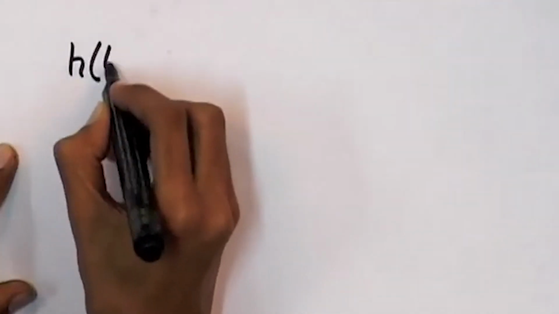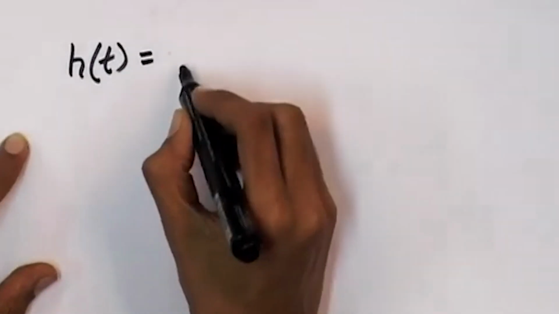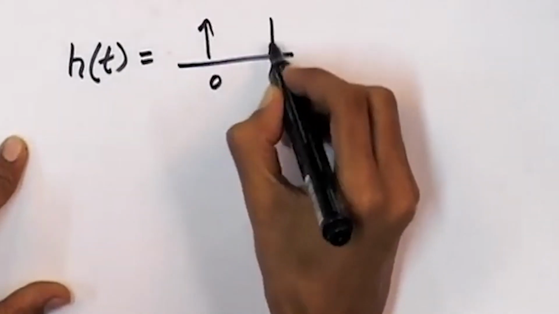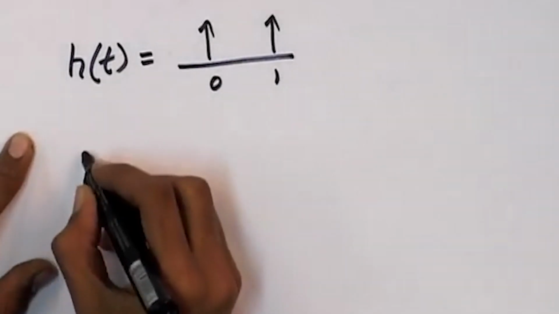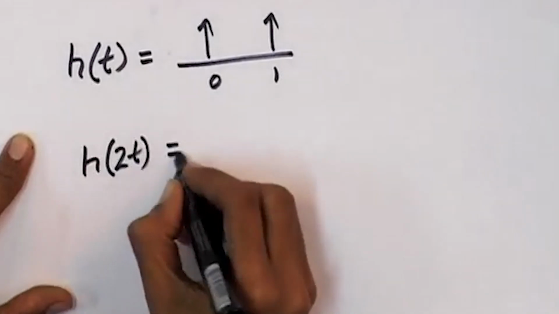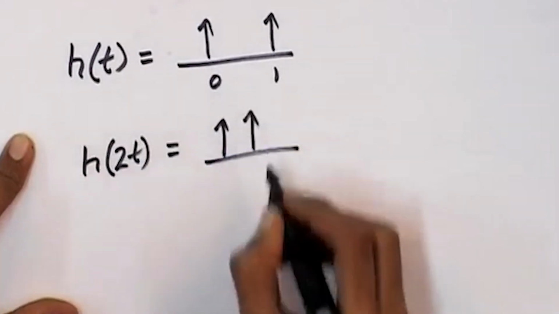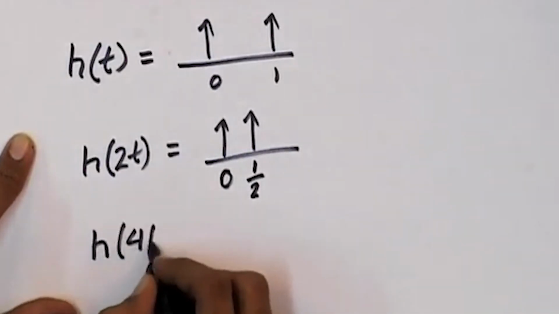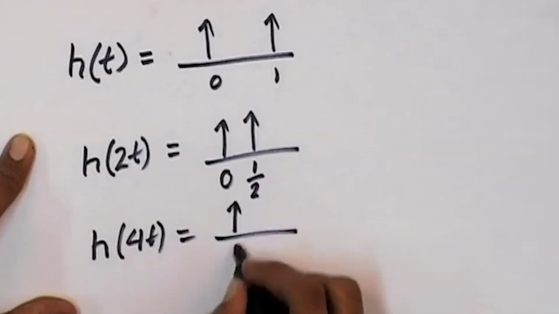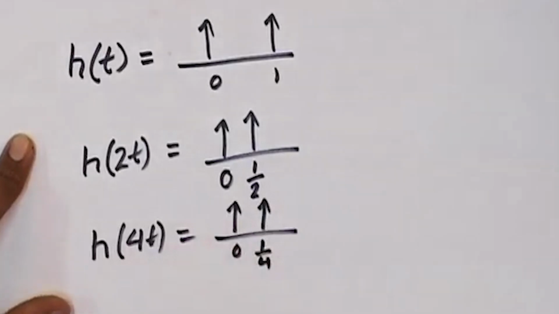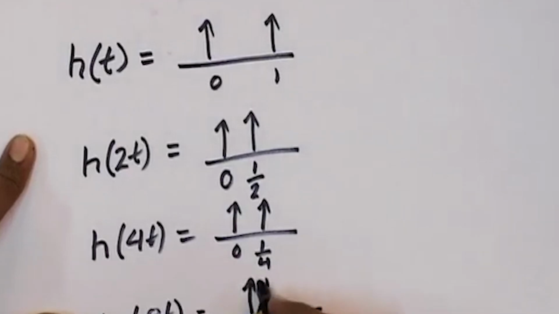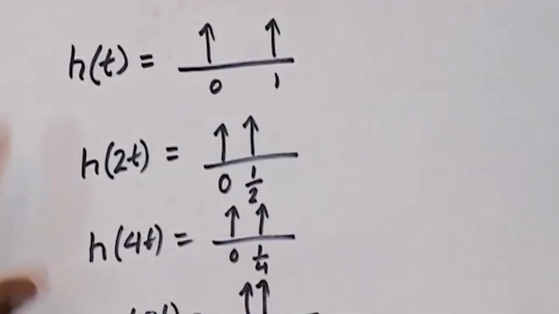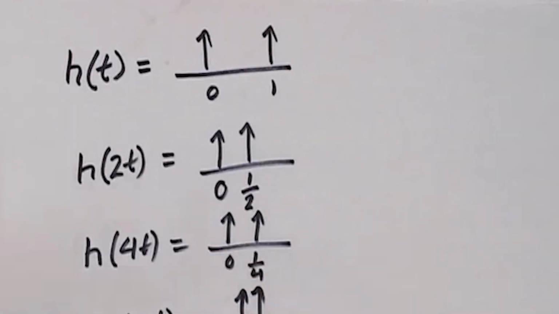Our h of t, if we try to draw, has 2 impulses at 0 and at 1. If we try to draw h of 2t, it will look like this. There will be 2 impulses, one at 0 and one at half, and h of 4t similarly will look like this, and h of 8t will look like this. And similarly we can keep drawing more dilates of h of t.